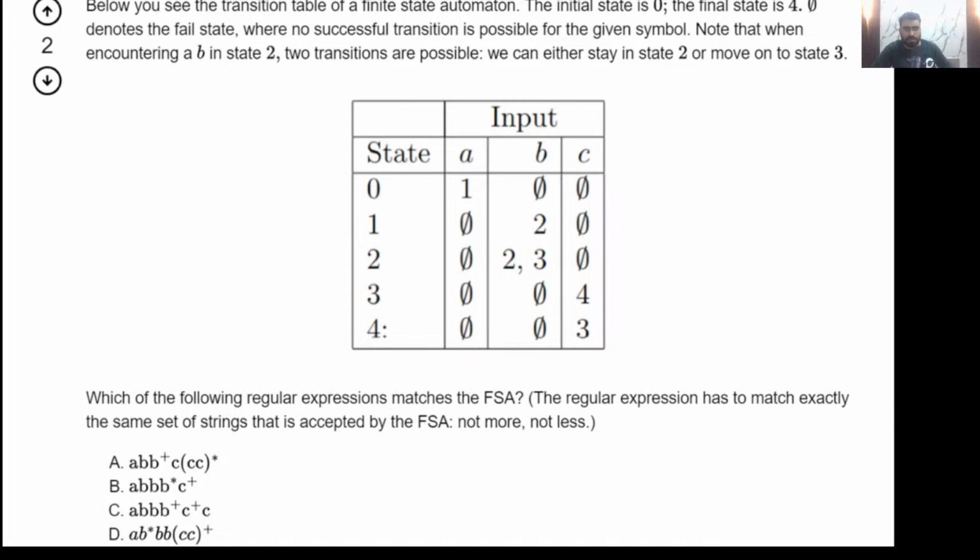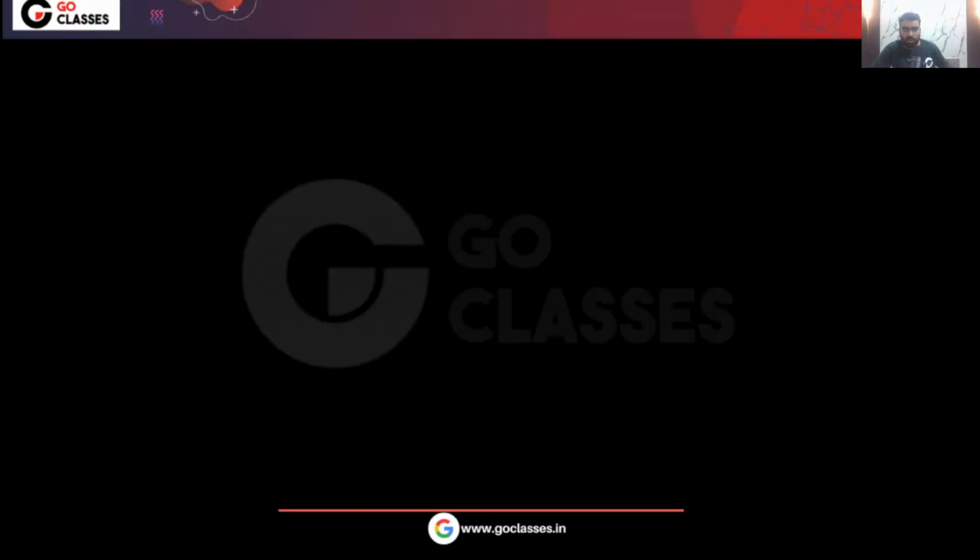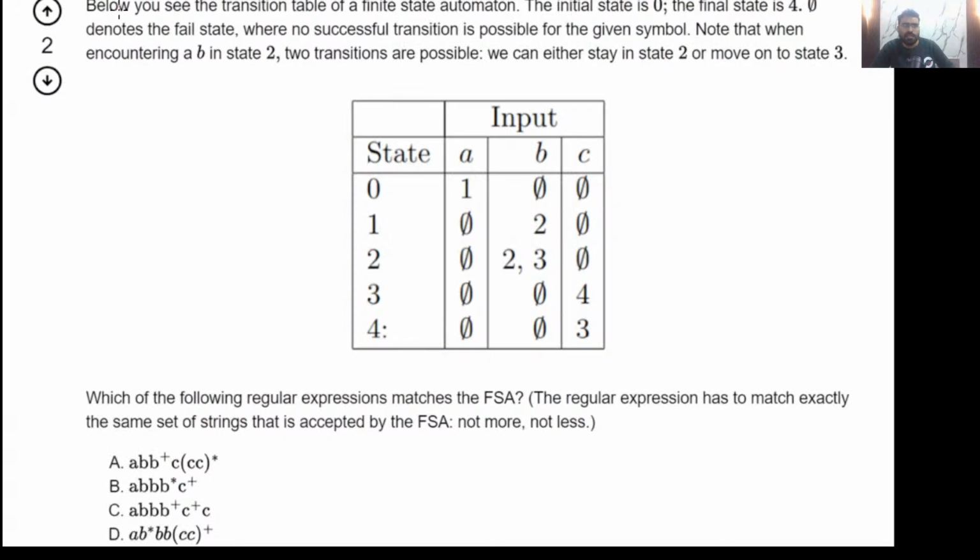Now let's solve this question. This is a very simple question from finite automata. What is the question saying? Below you see the transition table of a finite state automaton. The initial state is 0. The final state is 4. And phi denotes the fail state, where no successful transition is possible for any given symbol.